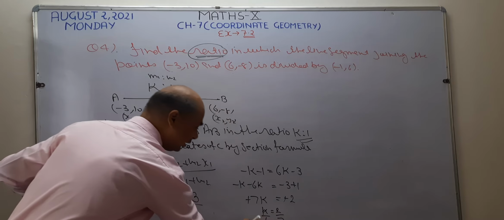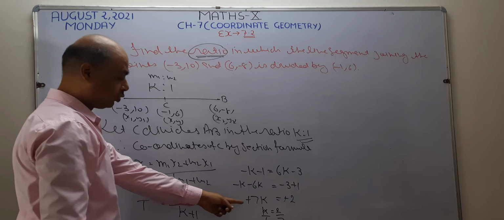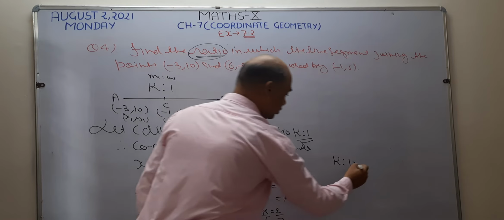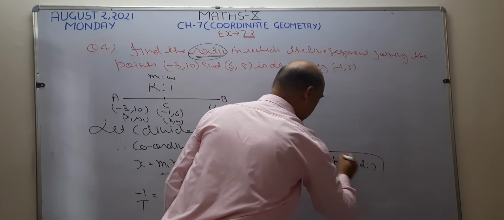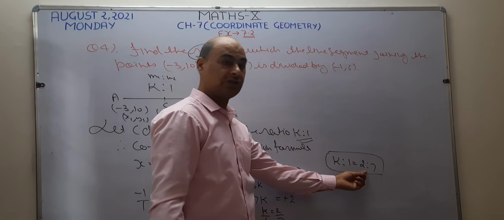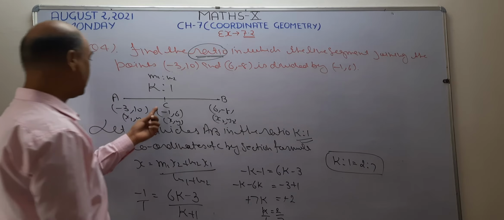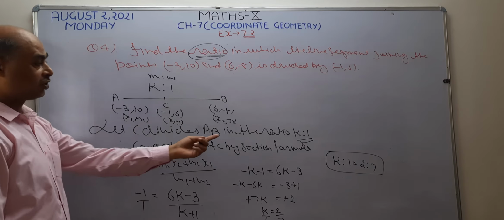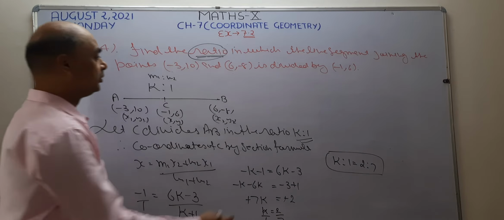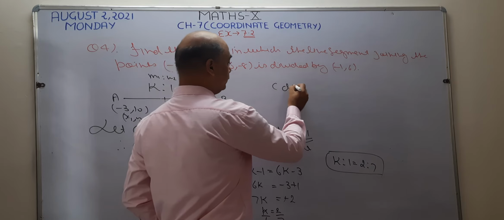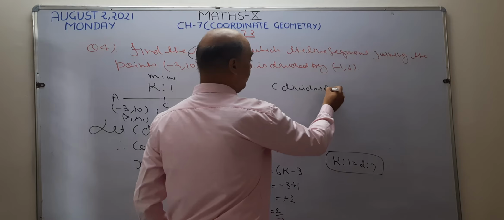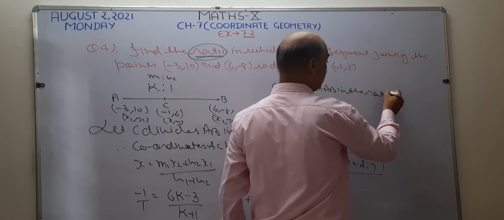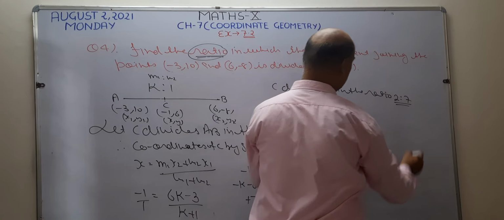Can I write 1 in the denominator of K? So K/1 is known as K:1 and 2/7 is known as 2:7. Now K:1 becomes 2:7. So the given point C divides the AB segment in the ratio 2:7. So the answer is C divides AB in the ratio 2:7. This is your answer.